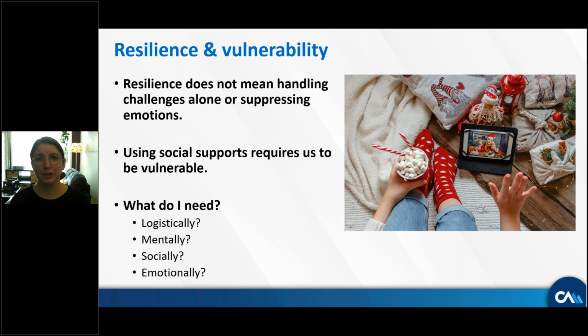And being resilient during this time, when the holidays are so stressful, is asking for help. If it's hard to ask for help, try to push through that a little bit. Being vulnerable is really hard, but that human connection piece is a big component of it. And so remembering, what do I need right now, and how am I accessing my support system?